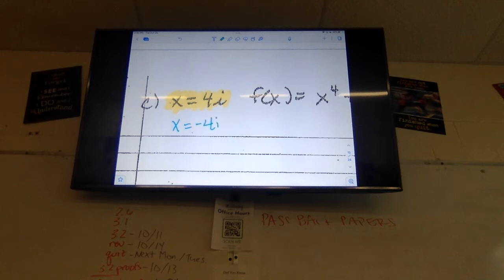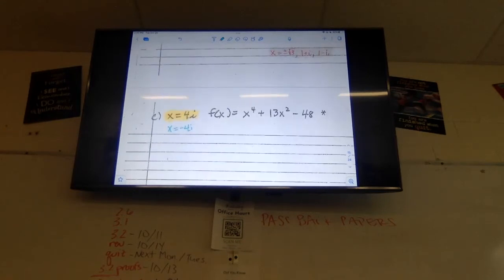Negative 4i. Good, so we're going to do synthetic division again. We're going to do 4i, and then immediately after, we're going to do negative 4i. This one is slightly easier, one, because we just did a problem like this, so this isn't the very first time we've seen it, and two, we're not adding or subtracting, so our multiplying is going to be a little bit easier as well. So I'm going to do 4i first.